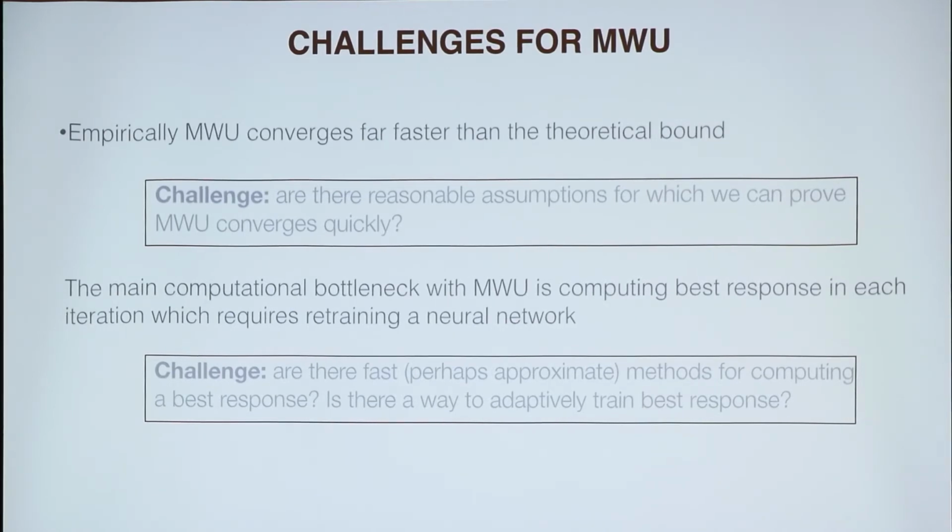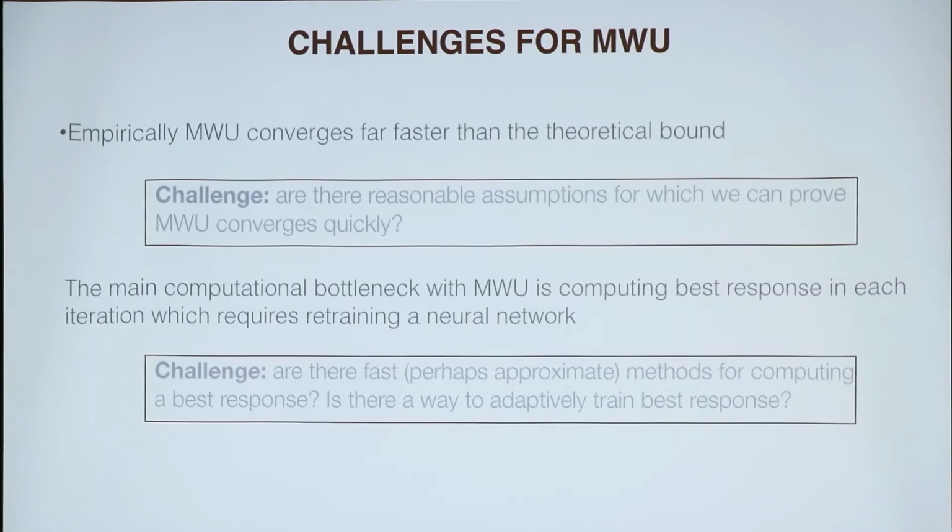It suggests there is some structure that we're not leveraging, or some assumptions we could introduce that will tell us why it converges in as little as maybe 5 steps rather than 1,000 as the theory predicts. And the reason it's interesting and important is because running the multiplicative weight update algorithm is a pain.